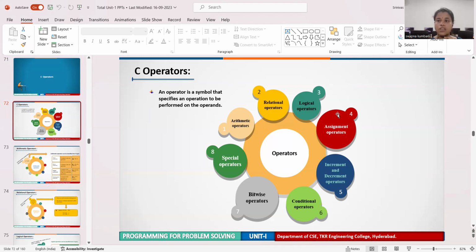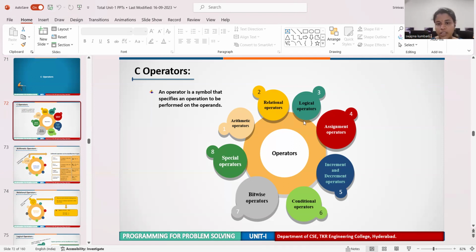First of all, we need to know what an operator is. An operator is a symbol that specifies what operation is to be performed on the different operands. For example, if you are trying to perform addition, subtraction, multiplication, or division in C language, you use a symbol: plus for addition and minus for subtraction. So an operator is nothing but a symbol which specifies which operation is performed on those two operands.